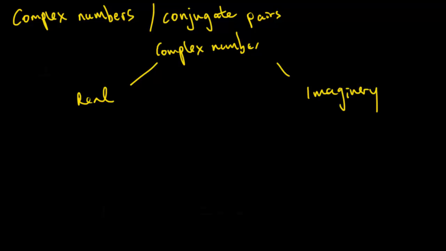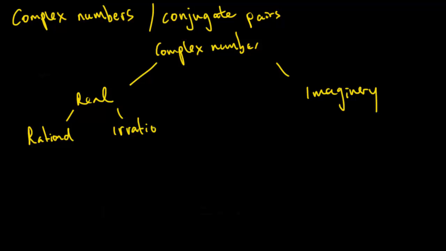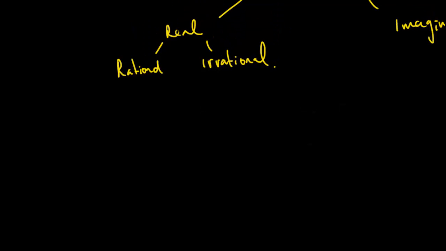Okay, and underneath the real numbers, we have the rational numbers and the irrational numbers. So let's talk about the real part first. The real part of the complex number consists of the rational and irrational numbers.